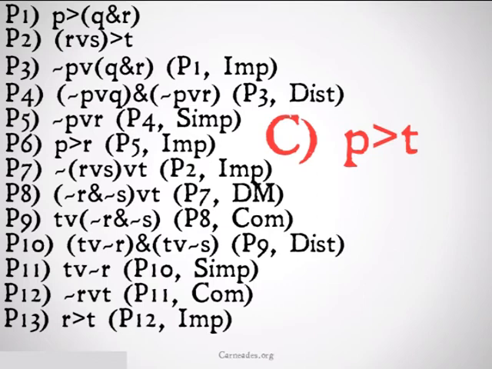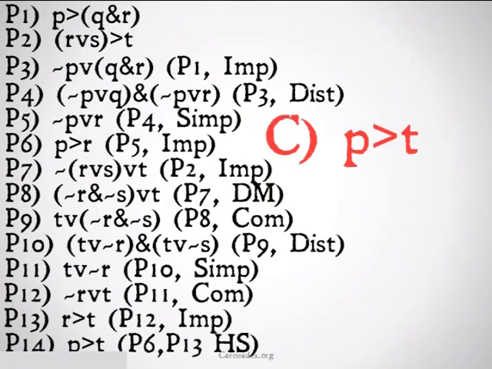Now, it should be clear what we've been moving towards this whole time: setting up a lovely hypothetical syllogism between premises 6 and premise 13. To get P implies T, premise 6, premise 13, hypothetical syllogism, which is the conclusion of our argument.